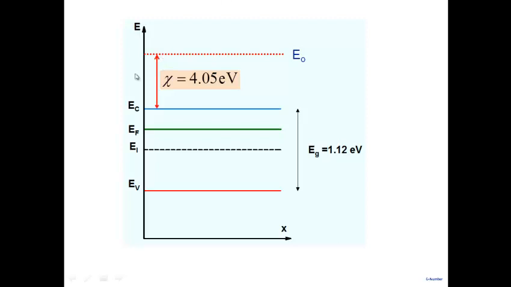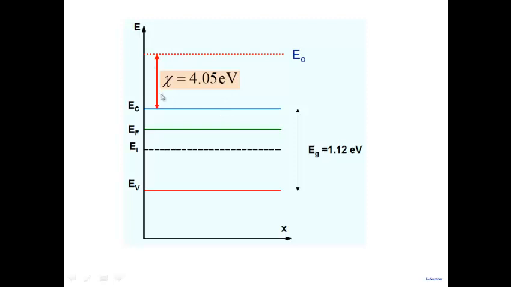Okay. Now, why this is important is because this is a constant. 4.05 eV is a constant. It doesn't matter whether my semiconductor is N-type or P-type. It doesn't matter whether I apply 1 volt to my semiconductor or 10 volts to my semiconductor. None of these things affect my electron affinity significantly. It's a constant. Okay, it depends on the nature of the semiconductor.